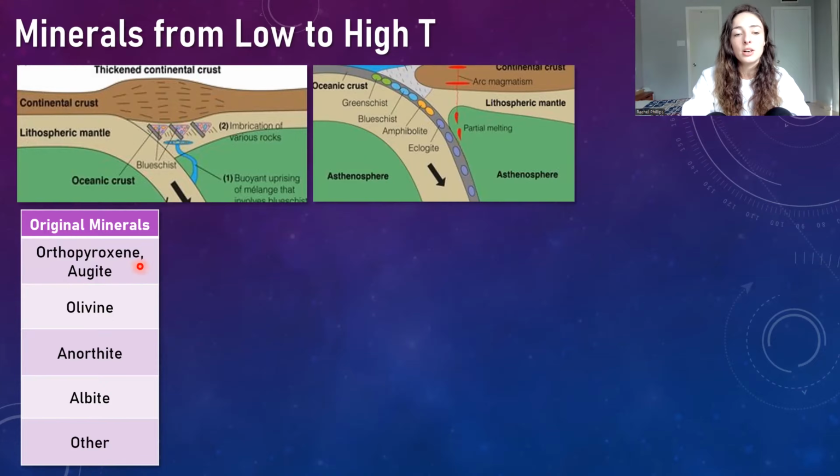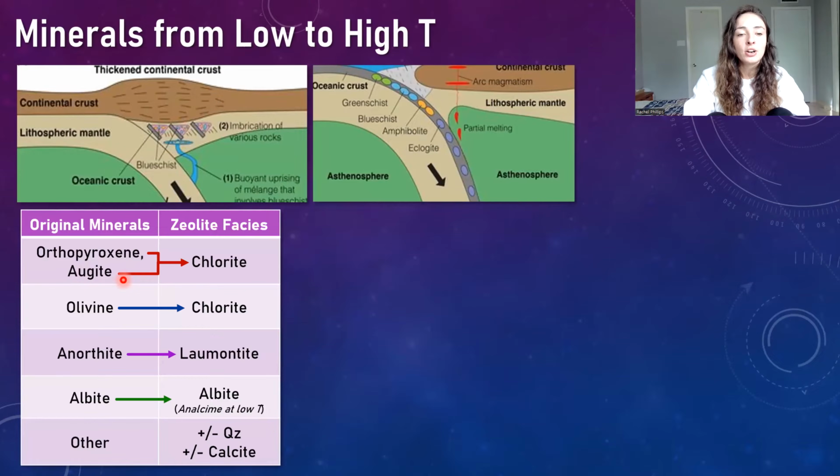And the original orthopyroxene and augite in the zeolite facies goes to chlorite. The olivine content goes into chlorite as well. The anorthite or the calcium-rich plag goes to lawsonite in the zeolite facies. And remember, that is a high temperature zeolite mineral. And then the albite or sodium-rich plag stays albite for the most part. And then the other accessory minerals that might be present due to the formation of some of these minerals is quartz and calcite.